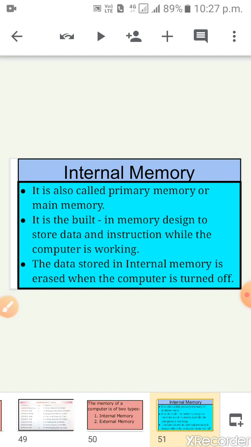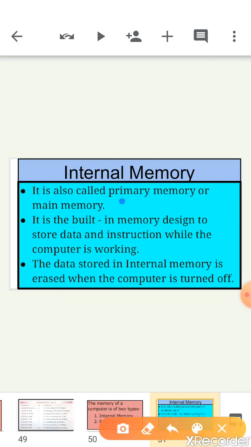Internal memory. Children, internal memory is also called primary memory or main memory. It is built-in memory designed to store data and instructions while the computer is working. The data stored in internal memory is erased when the computer is turned off.